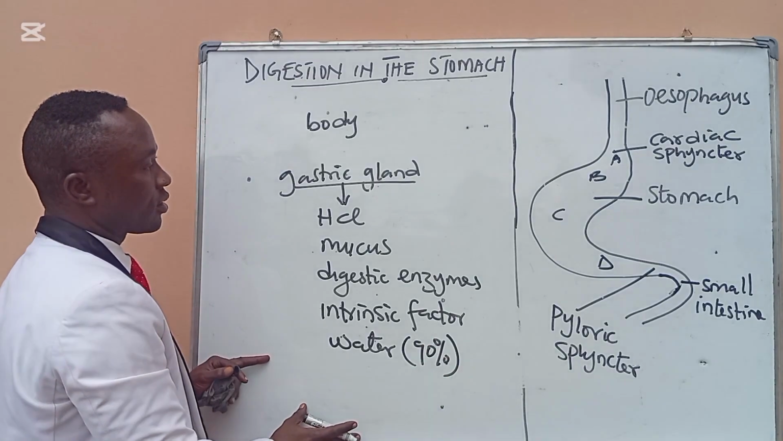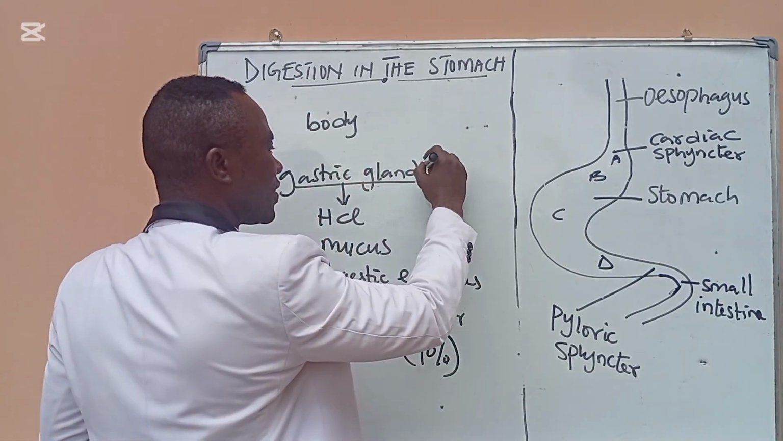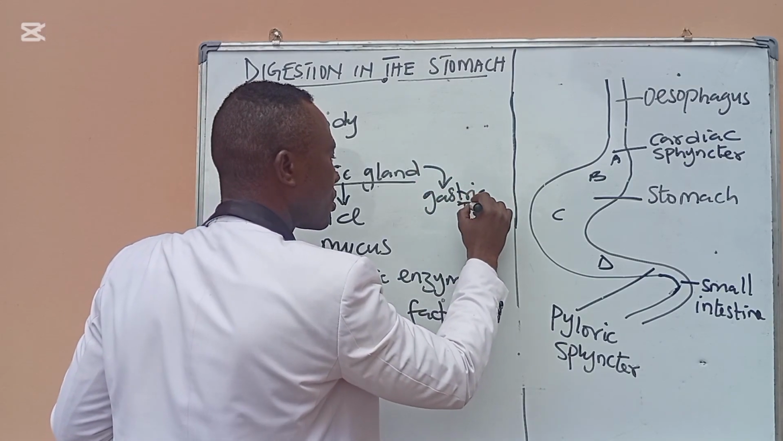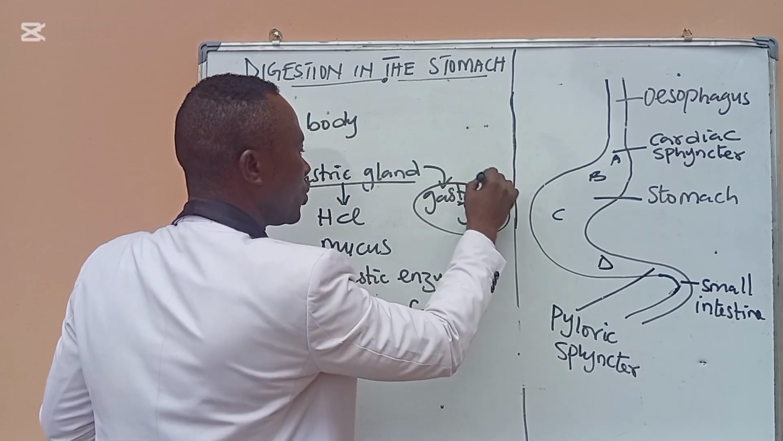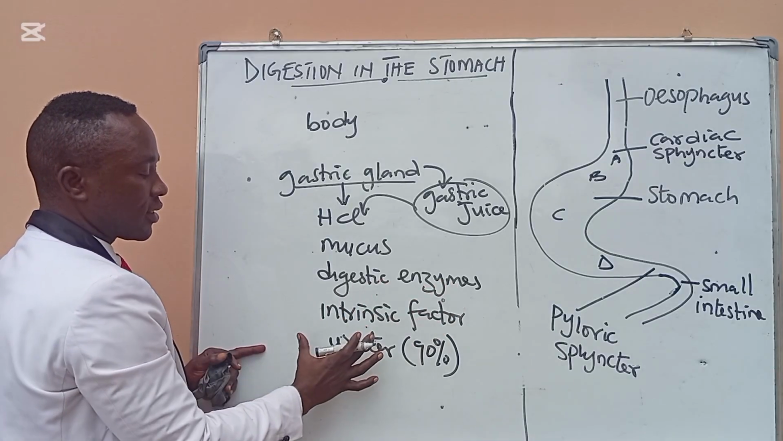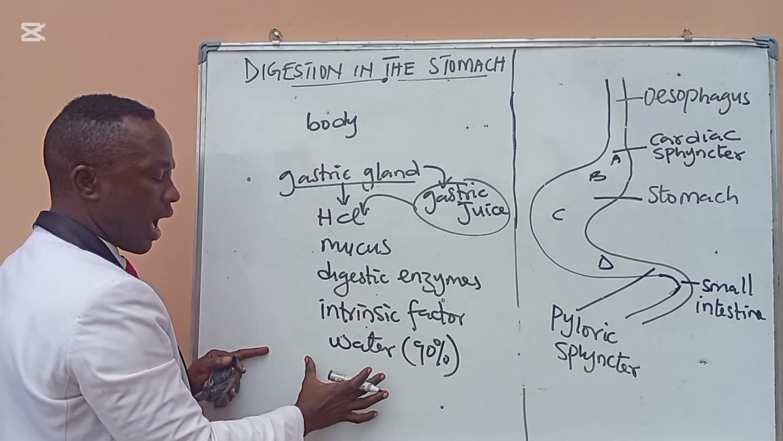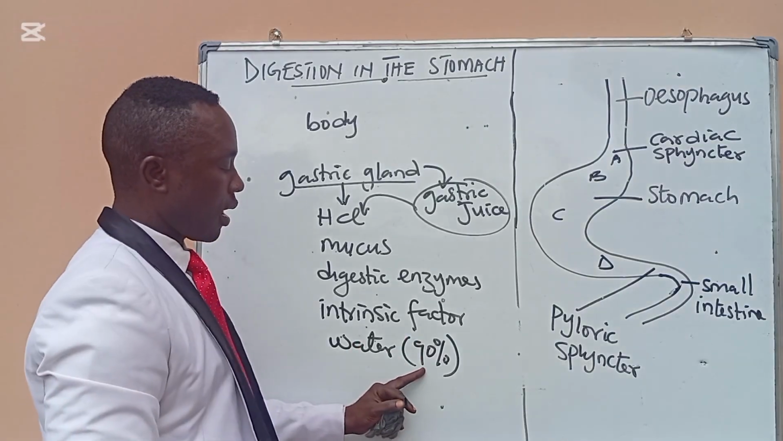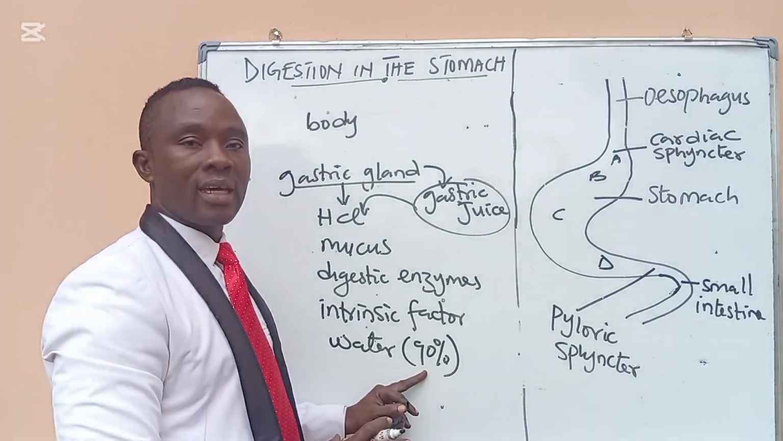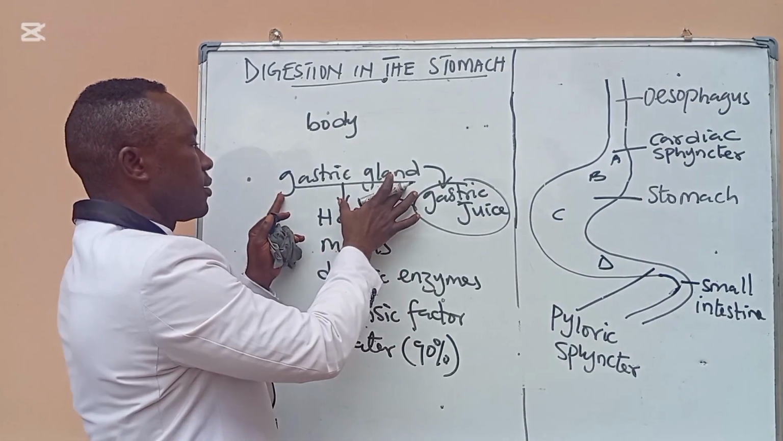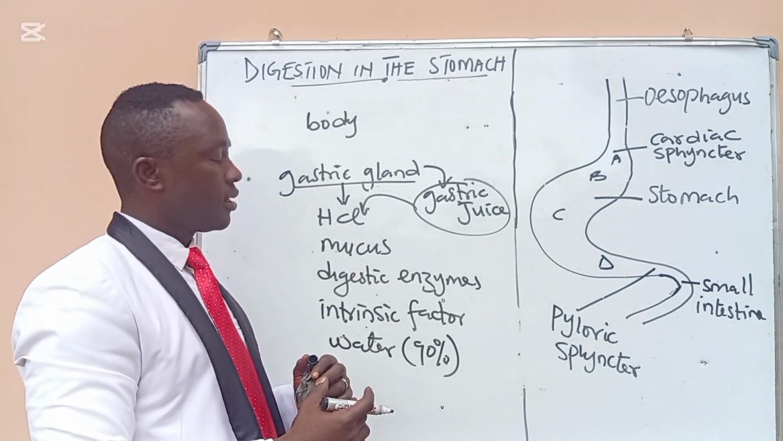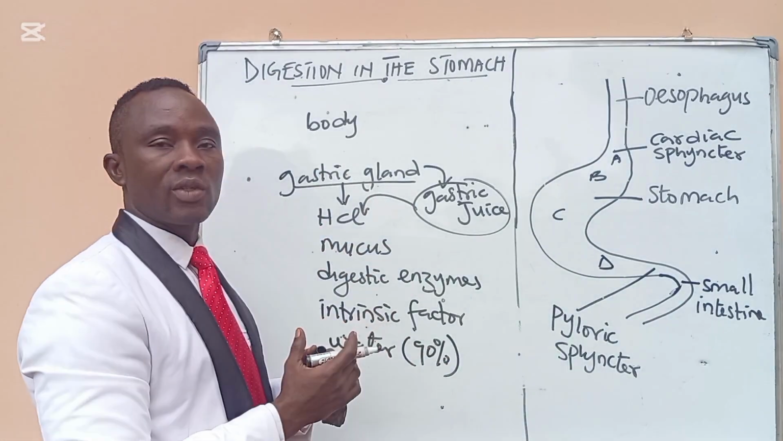So that is to say that the gastric gland secretes what we call gastric juice. And this gastric juice contains HCl, mucus, digestive enzymes, intrinsic factor, and water. Water is about 90% of the gastric juice secreted by the gastric gland. Now, as a gland, it must be made up of cells. So it is the cells of this gland that are actually secreting these components.